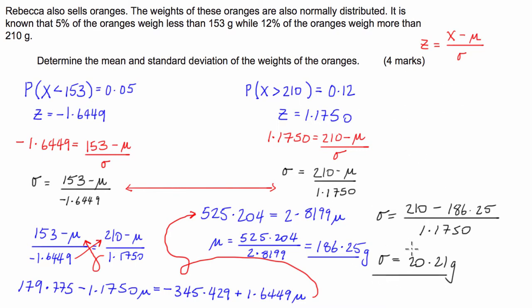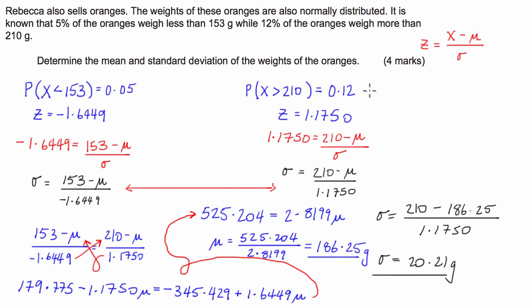Okay guys, let's just recap how we got a mean orange weight of 186.25 grams and a standard deviation in that weight of 20.21 grams. So the first thing we did, guys, is after reading the question, we wrote down or codified what the information that was contained in the question was. So we wrote down the probability that an orange being less than 153 grams is 5%, and a probability of an orange being greater than 210 grams is 12%.